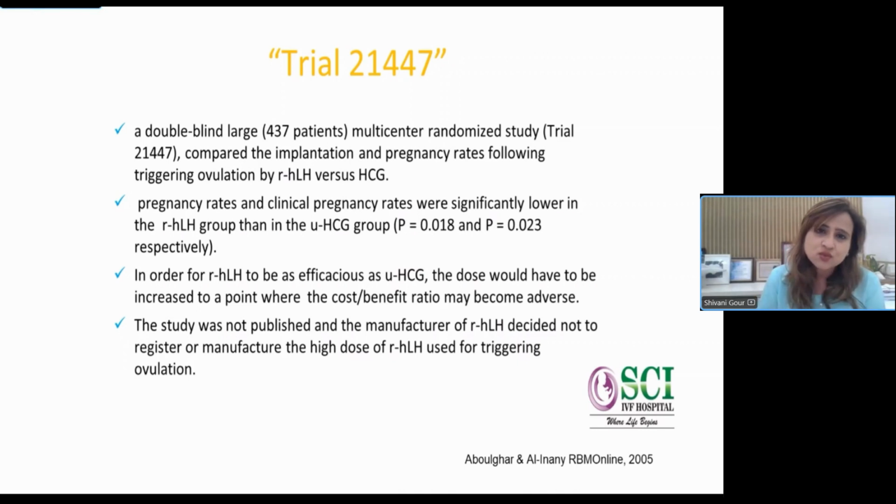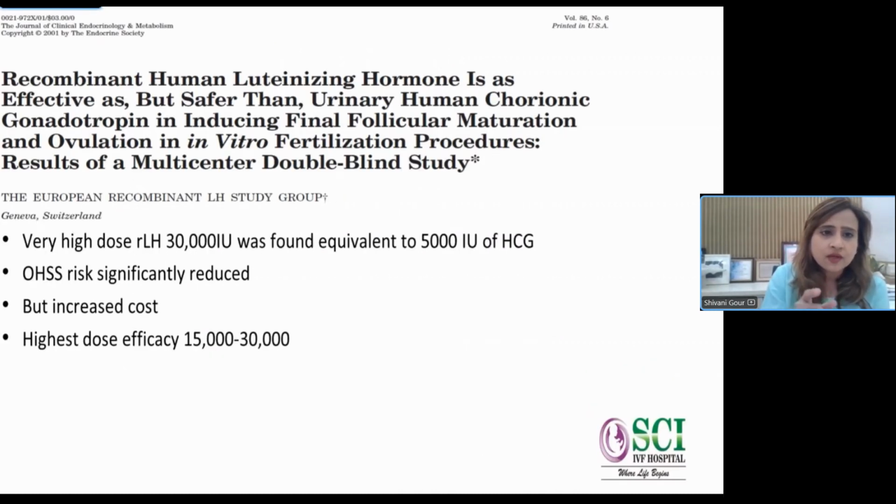What is the logic? This is the logic, that in order for recombinant human LH to be as effective as not only recombinant HCG but even urinary HCG, you have to increase the dose to a point where the trigger will cost 20, 30, 40,000 rupees. So it becomes a totally adverse cost benefit ratio. And so this study was not even published.